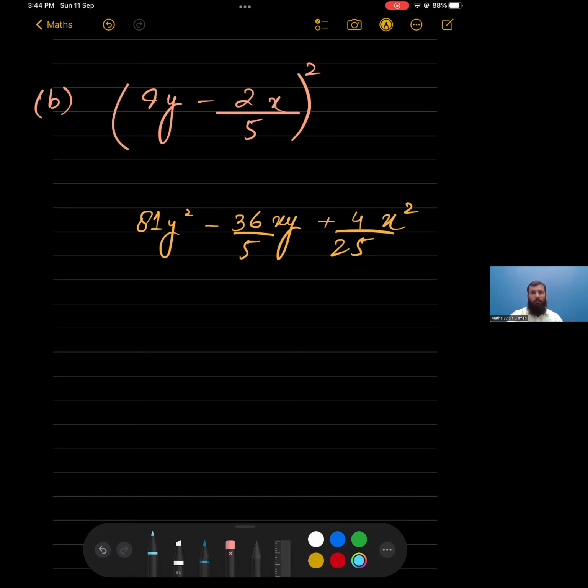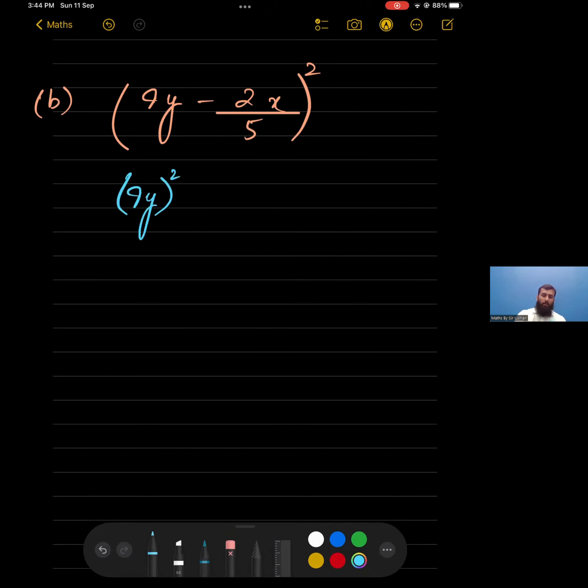Okay, I'll explain the fraction part again. So we had our question over here as 9y minus 2 over 5x whole square. So what you have to do is, you will take the square of 9y, minus 2 times 9y times 2 over 5x, plus 2 over 5x whole square. Now 9y square is easy, it's straight, 81y square will come directly.